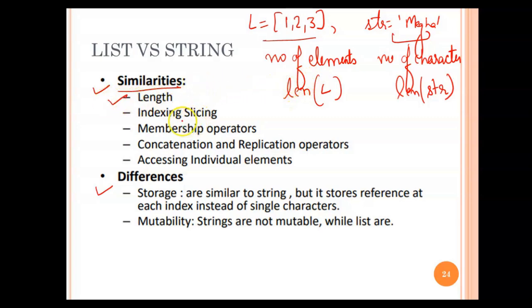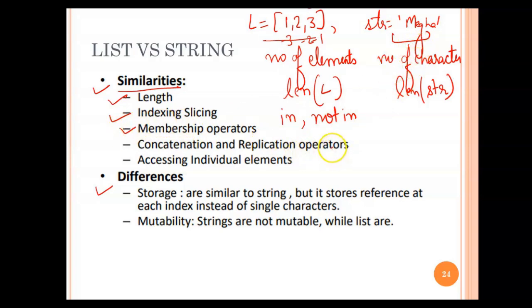They both work with indexing and slicing. Indexing, you know now, they both work from 0, 1, 2, that is positive indexing, and -1, -2, -3 is the negative indexing. The same will work for strings also. Then the membership operators, in and not in. They both work with in and not in. You can check whether a particular element is present in a list or not with the help of in and not in operators. Even the same thing you can do in a string also.